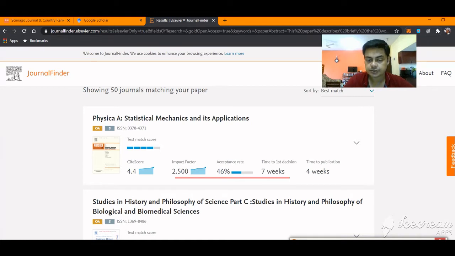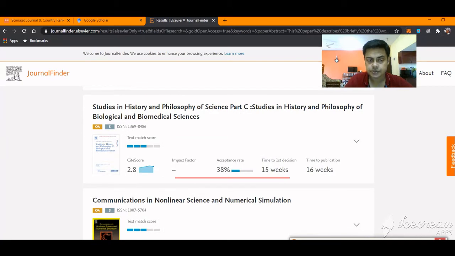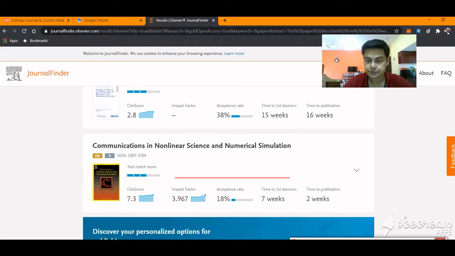So let's go to the next one. Before that, I have to exit this draw. Next paper also, Studies in History and Philosophy of Science, Part C. Acceptance rate is good, 38%. Time to first decision is not so good and impact factor is missing. So it takes a lot of time compared to the previous journal. It's comparative, so it's not actual, not absolute.